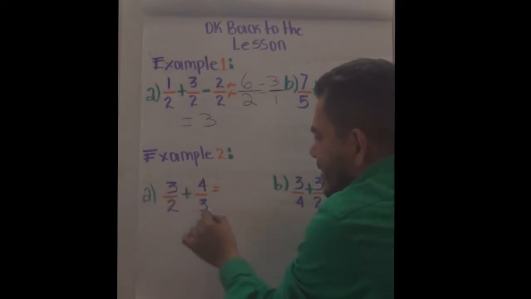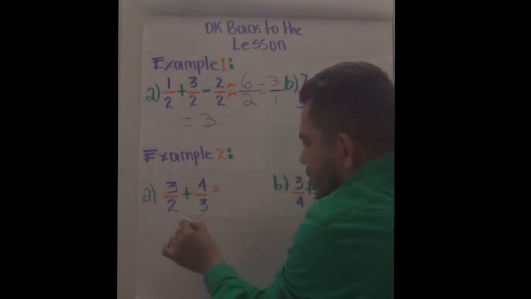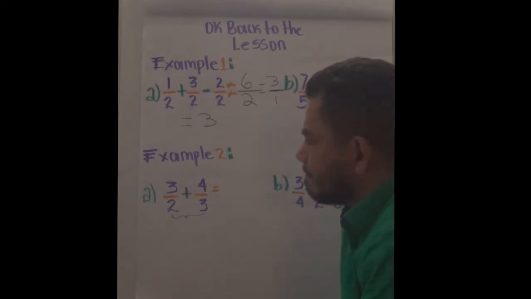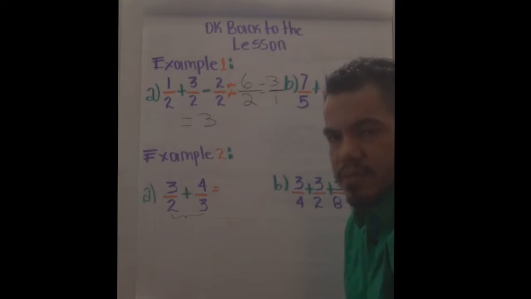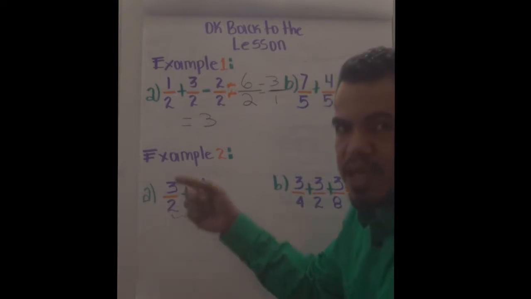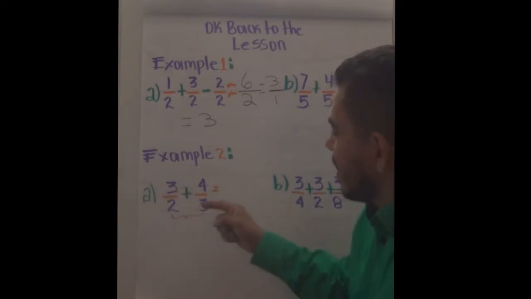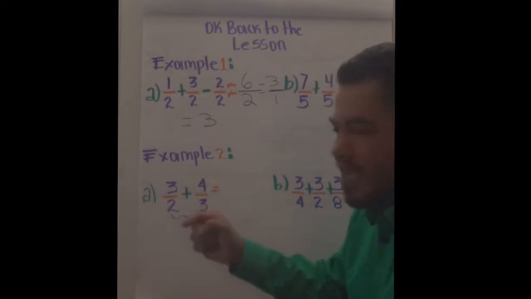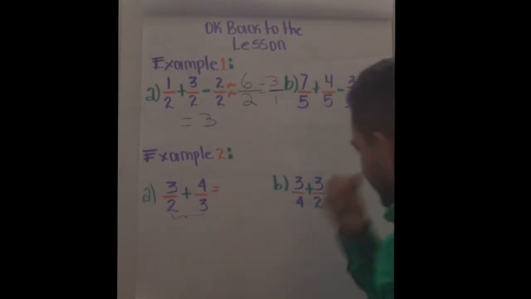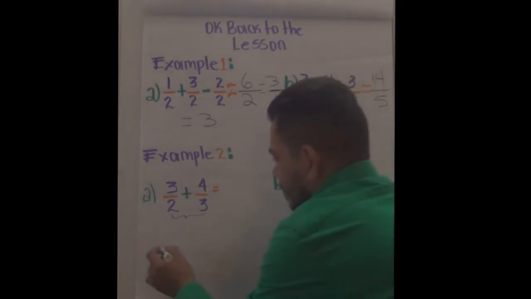Okay, so let's see now. How can I make these two denominators equivalent? Well, look at the times tables. On the times tables, tell me where is the first number that when you start multiplying, 2 times 1, 2 times 2, 2 times 3, 2 times 4, and 3 times 1, 3 times 2, 3 times 3, where is the first common number that they have? Well, let's see. This is a quick example.